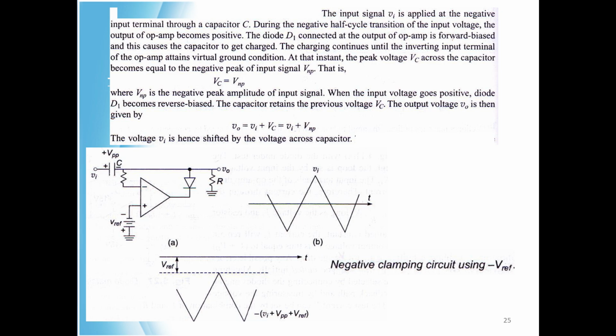So this is the circuit diagram of a negative clamping circuit. Okay, so either you can clamp positively or you can clamp negatively. Negative clamping circuit using minus V reference.